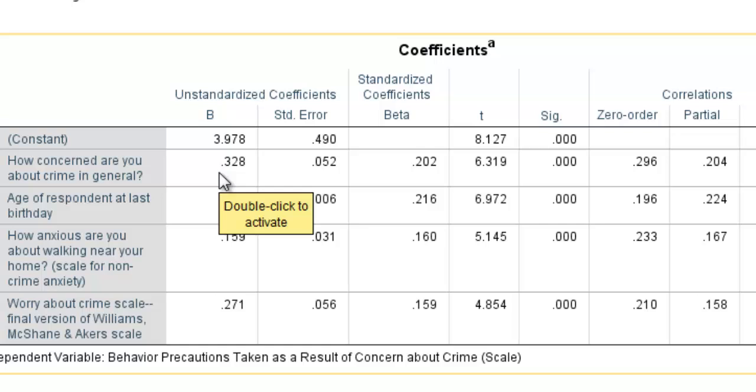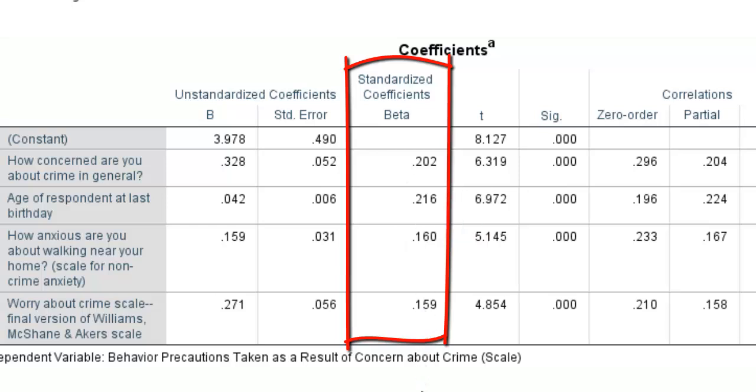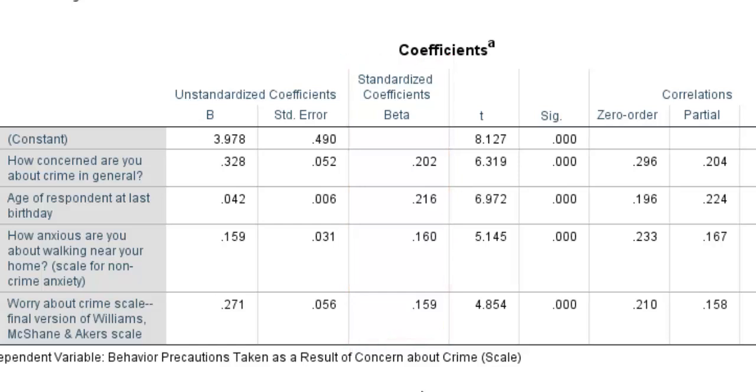Now to determine the impact that each predictor has on the dependent variable, I move to the column labeled standardized coefficients, or the beta. Here I notice that the largest value actually belongs to age. Every 1 standard deviation increase in age leads to a 0.216 standard deviation increase in behavioral precautions taken as a result of concern about crime. The next strongest predictor would be how concerned are you about crime in general? Next would be general anxiety, and then worry about crime. So those are our predictors in order of which does the most at impacting behavioral precautions.